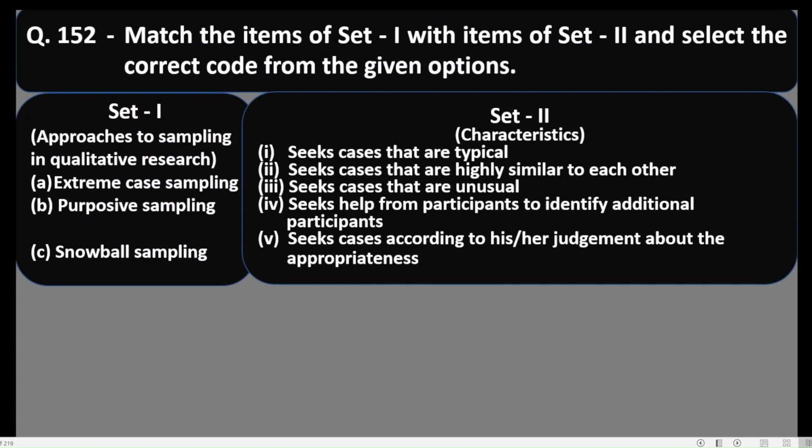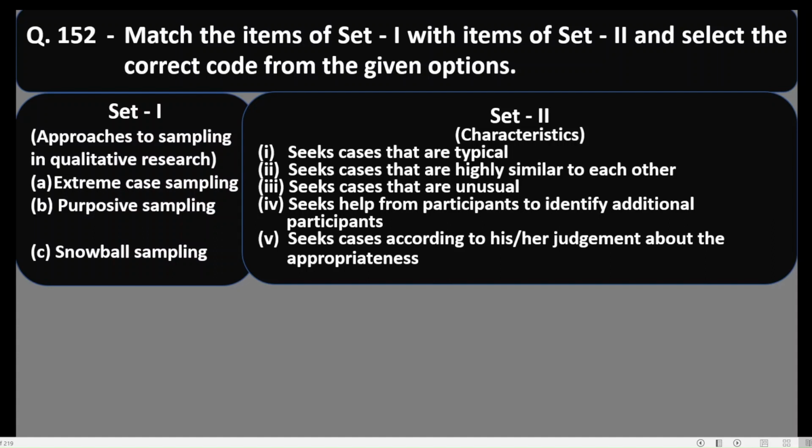B in set 1 is given purposive sampling. The characteristic of this sampling method is given in fifth number of set 2, that is, cases according to his/her judgment. His/her means the judgment of researcher. Cases according to his/her judgment about the appropriateness. So B of set 1 and the fifth number of set 2 will match.